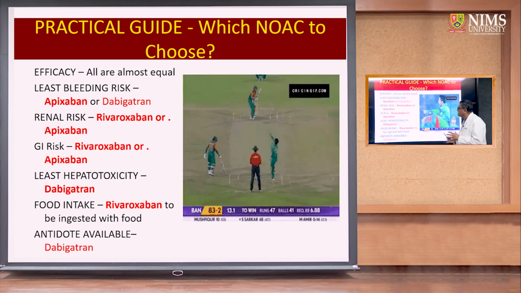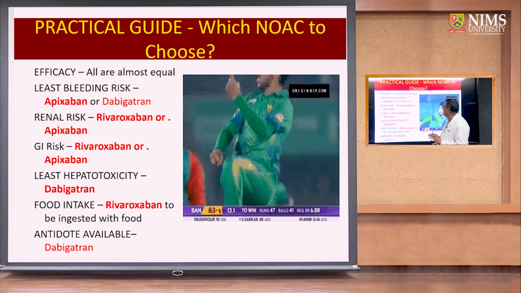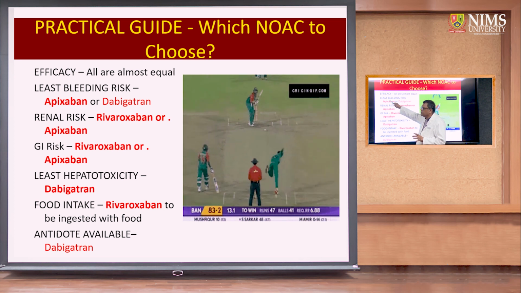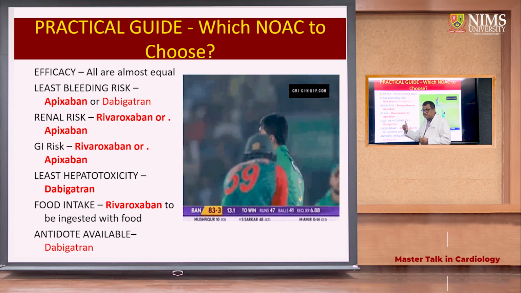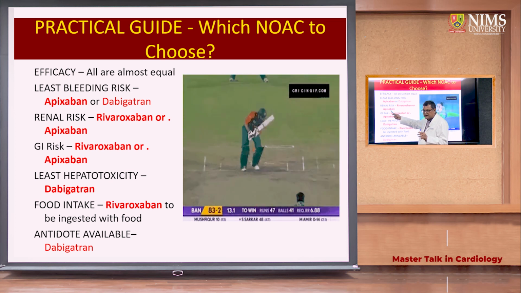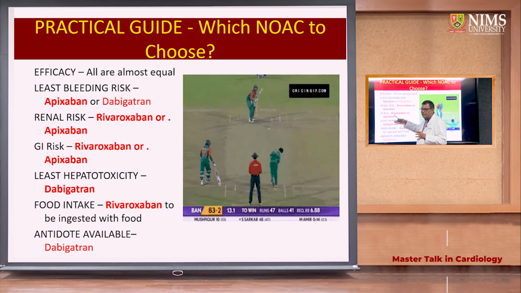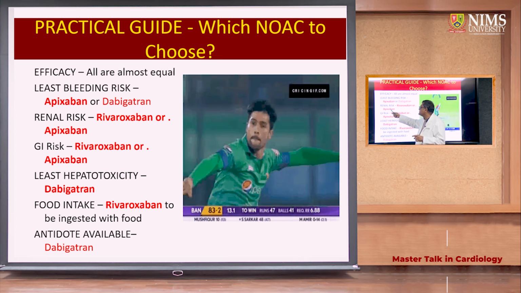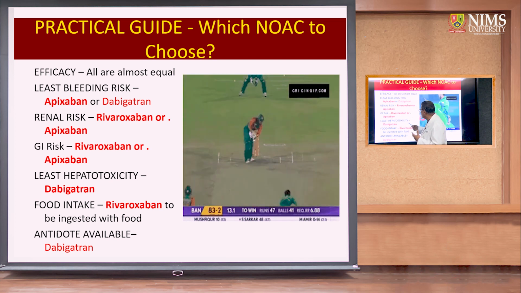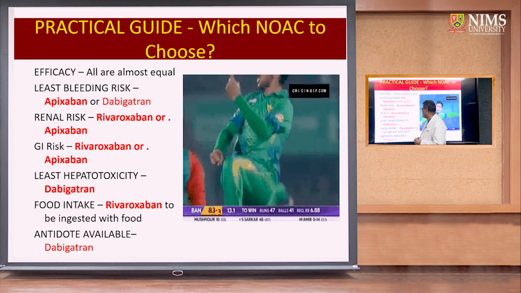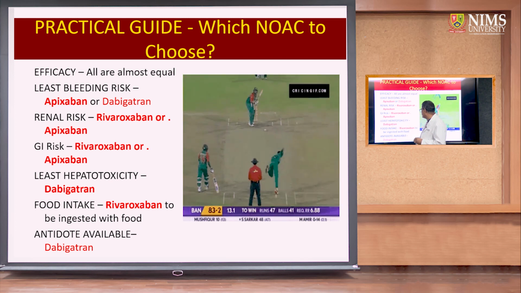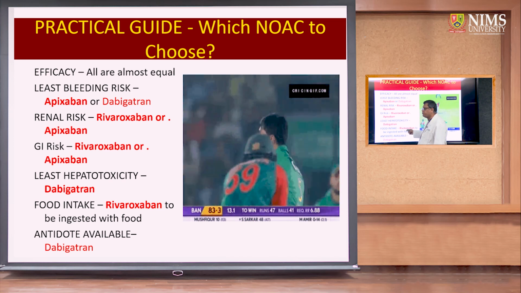So, now practically how do we choose? Practically we know that all of them have almost equal effect, but apixaban has got the least bleeding risk. So, wherever there is a chance of more bleeding, you would choose apixaban because of equal efficacy. Rivaroxaban has the highest efficacy, but practically all are equal, but apixaban is the one that you would use, right. If there is a GI risk, then you would use rivaroxaban or apixaban. If there is hepatic disease, then I already discussed with you.